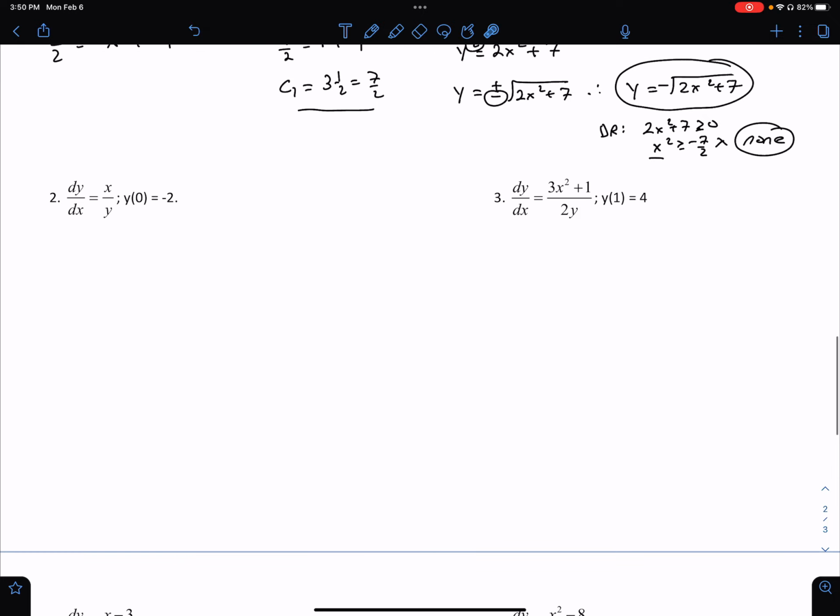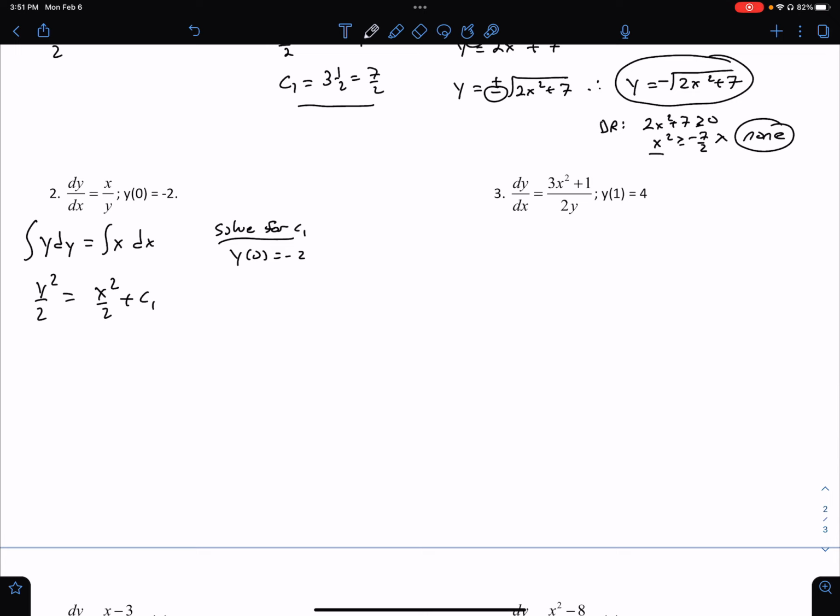So let's try number 2. Same exact type of problem here. When I separate out, we should get y dy equals x dx. When we integrate both sides, y squared over 2 equals x squared over 2 plus c1. Now I'm going to solve for c1. My initial condition is y of 0 equals -2. If we plug it in, there's my y value, there's my x. So we get 4/2 equals 0 plus c1, so c1 is just 2.